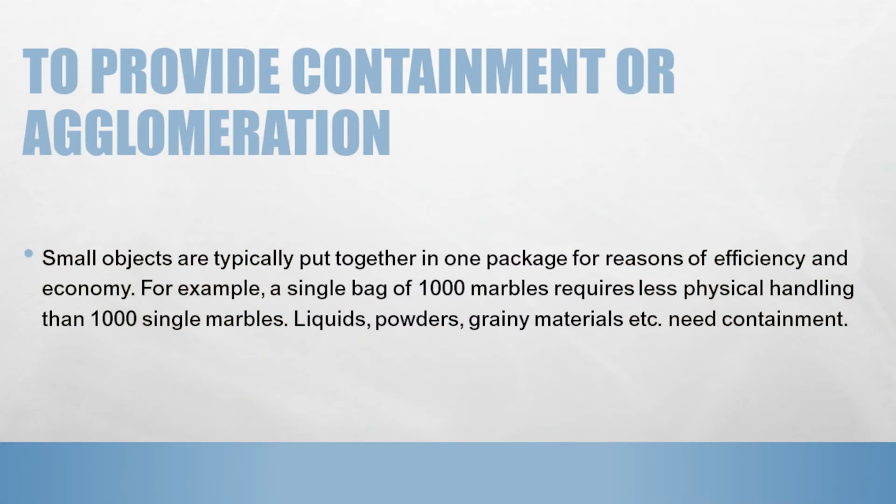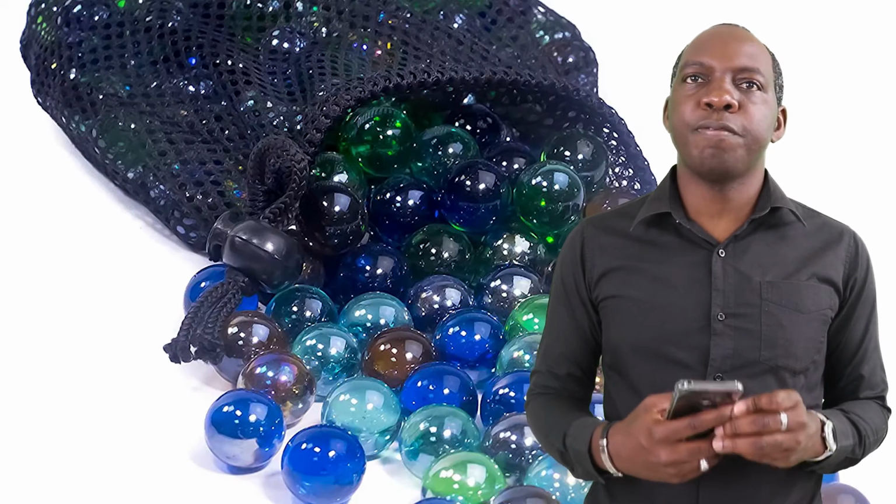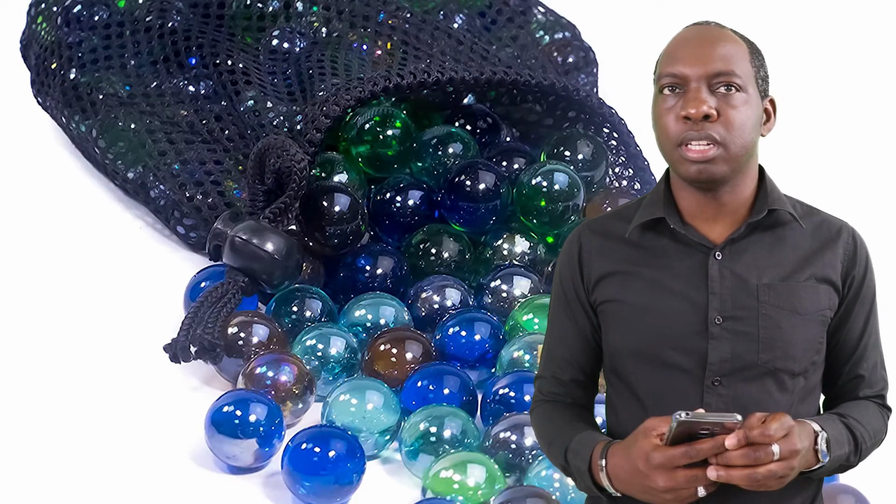Packaging is used to provide containment and agglomeration. Agglomeration in this case refers to a collection or a grouping of things. Small objects are typically put together in one package for reasons of efficiency and economy. For example, a single bag of 1,000 marbles requires less physical handling than 1,000 single marbles. Liquids, powders, and grainy materials all need containment, thus making packages extremely important.